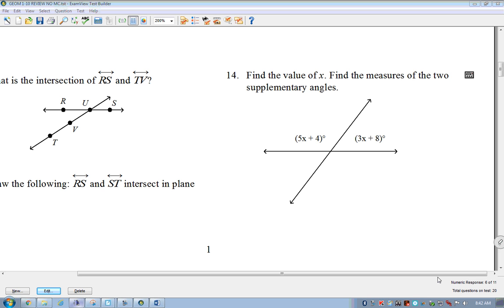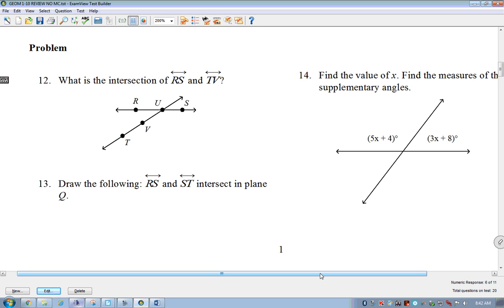All right, now we've got several here. About 50% of you missed number 12. We'll put this one up, so we'll have to redo that one. Number 12, what is the intersection of RS and TV? Point U. The intersection of 2 lines is always a point, so you would just simply say U. U, that's it.